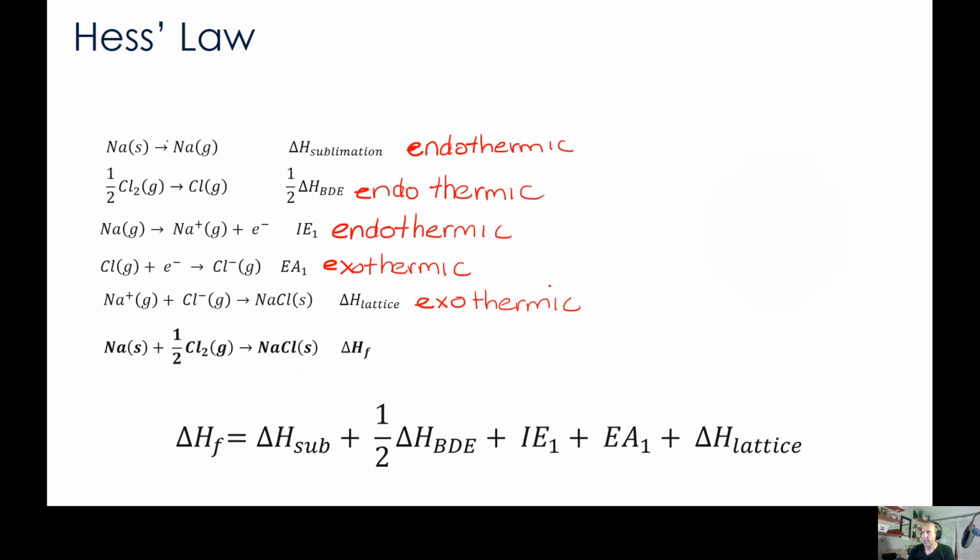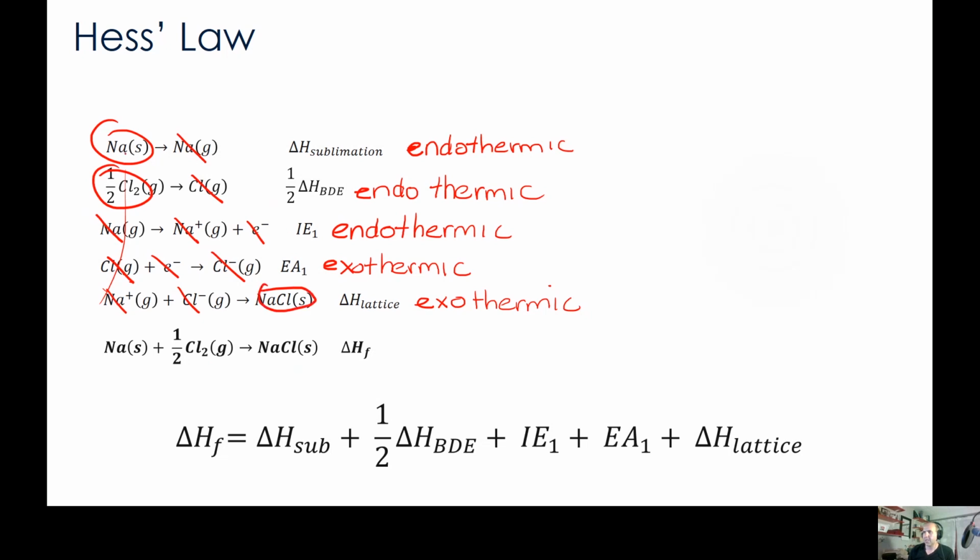And if you look here, my things cancel each other out. For example, here I have sodium solid. That's nowhere else. Sodium gas, I have sodium gas here, but I also have sodium gas here, so I cancel that out, right? I have chlorine gas here, chlorine gas here, so that also cancels out. My electron cancels out. Then I have sodium ion here and sodium ion here. Remember, they have to be on opposite sides of the equation in order to cancel each other out. And then chloride ion and chloride ions. And so what do I have left? I have sodium plus a half Cl2 gives sodium chloride.